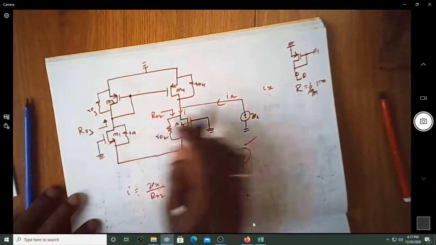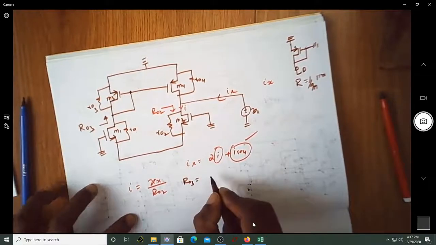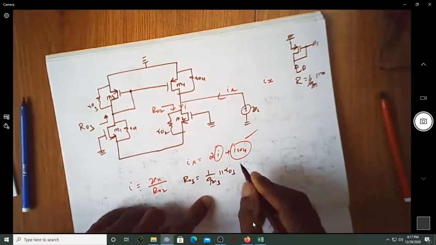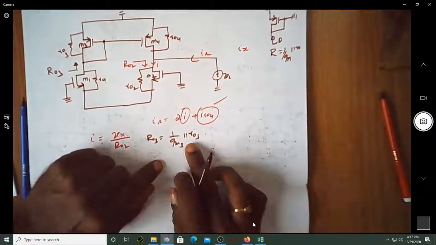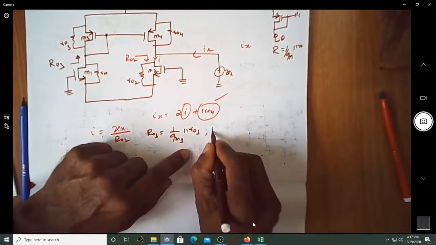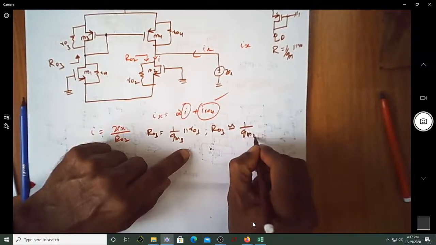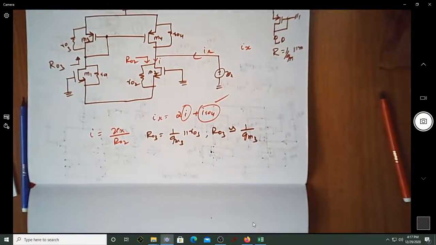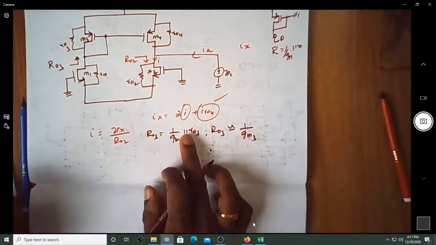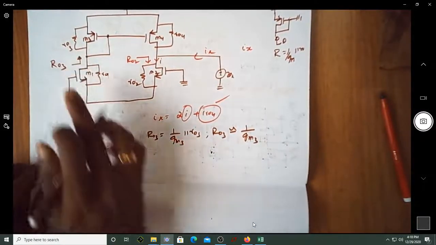So with the same analysis, R03 is equal to 1 over Gm3 paired with R03. We also know that R03 will be pretty high compared to 1 over Gm3. So I can approximately write R03 is approximately equal to 1 over Gm3, because the value of R03 is so high that I can neglect it, since it is coming in parallel with that. So looking at this point, it is now R03.